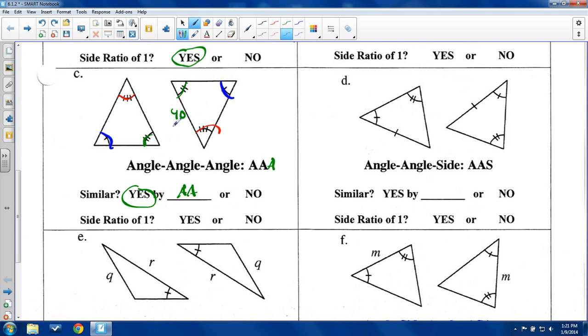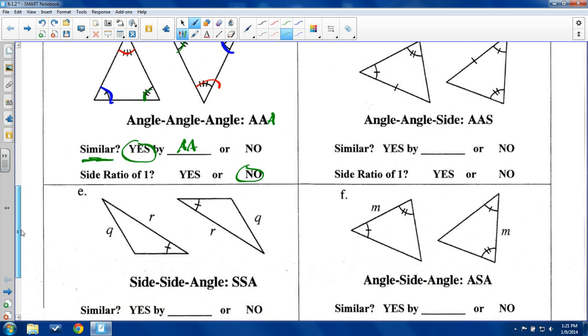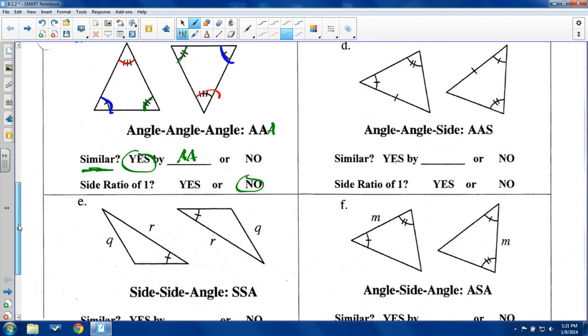Now we know because they're similar that they all have the same side ratio. That doesn't mean all of them have the same side ratio of 1. So in this case, no. There's no proof here to say that these two triangles are congruent. You know, that he killed that guy, right? You cannot convict them.